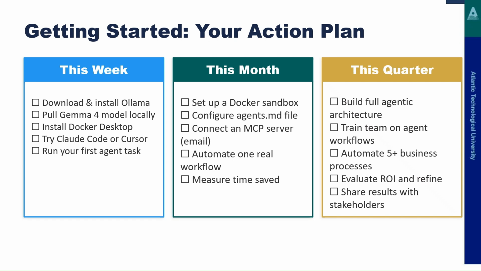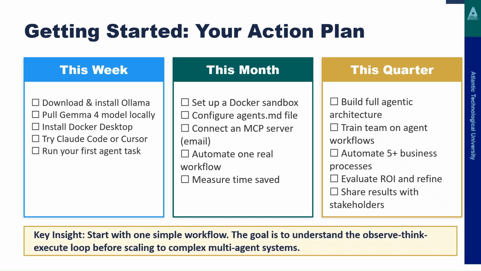Train your team on the workflows and try and automate, maybe 5 or more business processes, and start to look at the return on your investment, and then share your results and your good stories as well. So start with one simple workflow, and the goal is really at this stage to understand this observe, think, execute loop before trying to scale it to complex multi-agent systems, because you really need to walk before you can run, and these things are becoming a really powerful tool. So you do need to be careful when you're scaling up with these.